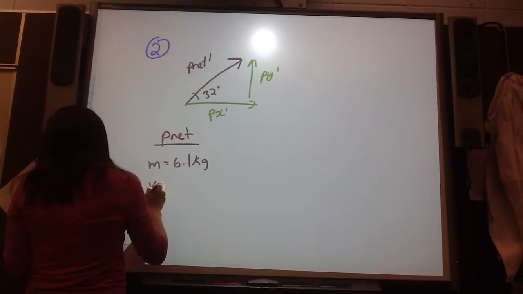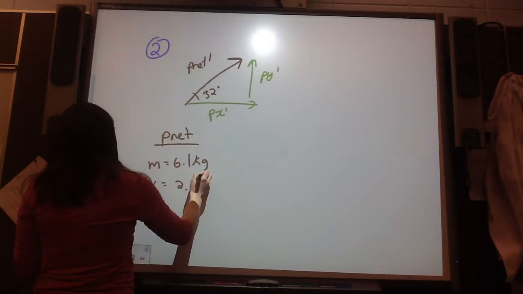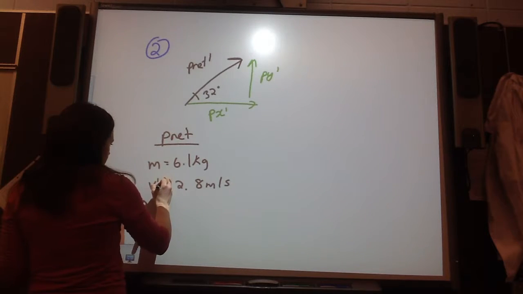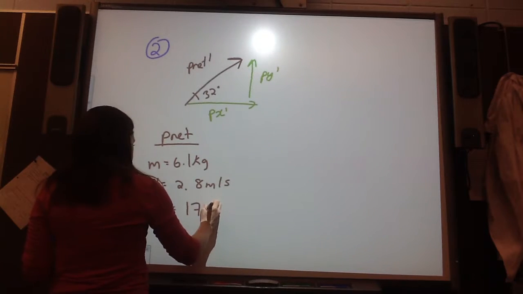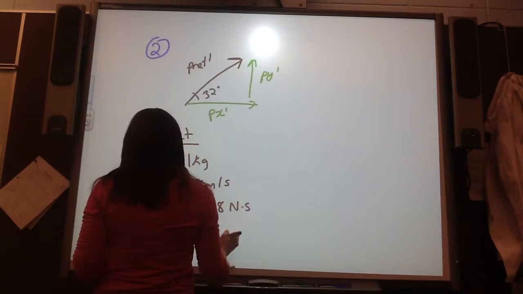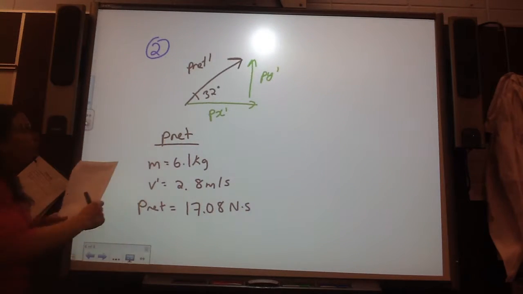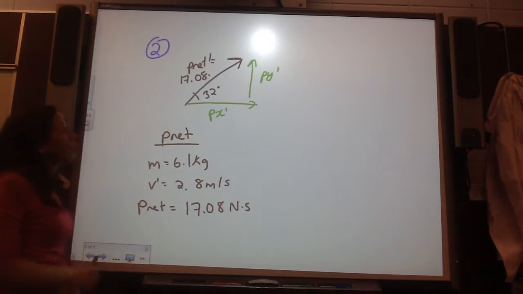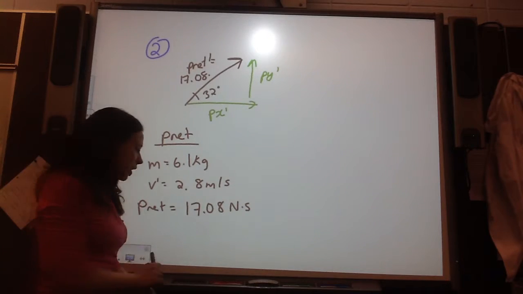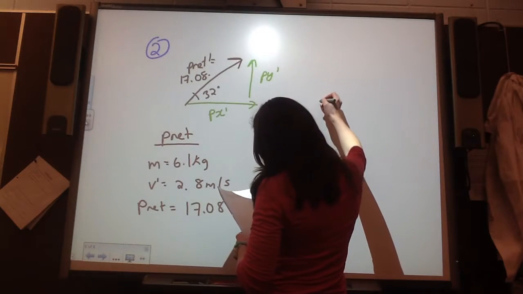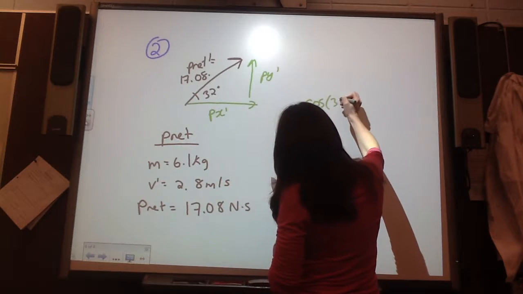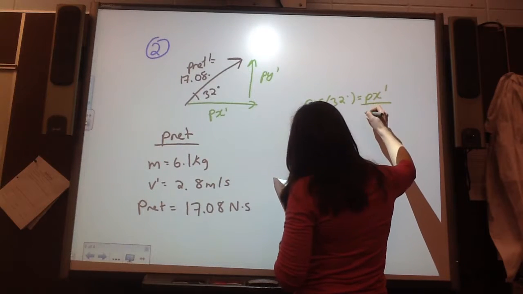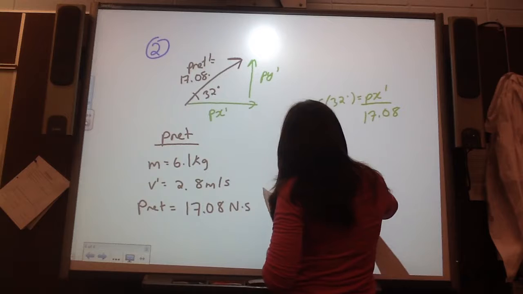The velocity that it told me was after was 2.8 meters per second. So now I can find my p net. 17.08. So since I know this one, now bless you, then I can use my angle and my hypotenuse to find the other two. So cos of 32 degrees is equal to px prime divided by 17.08.